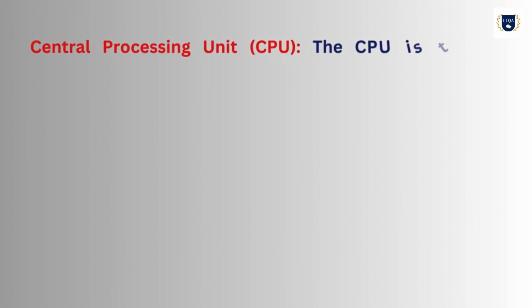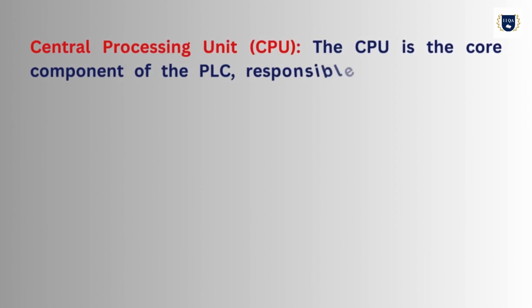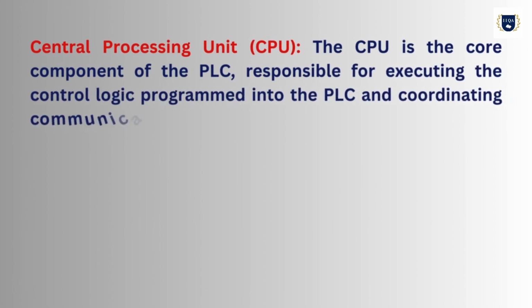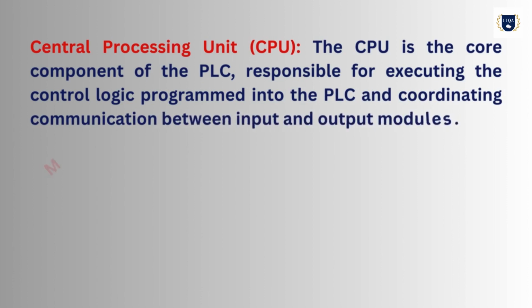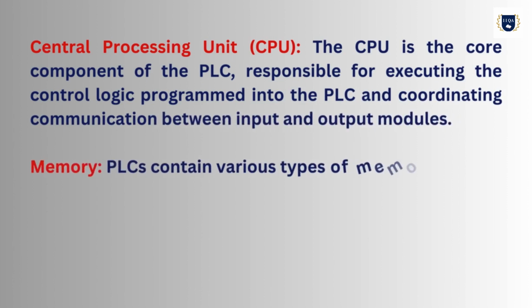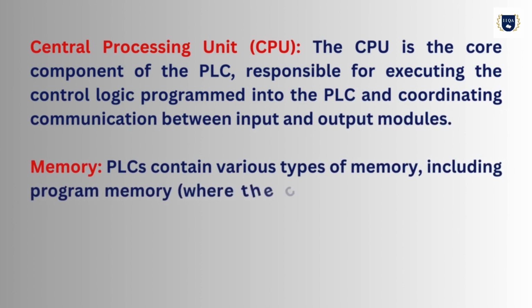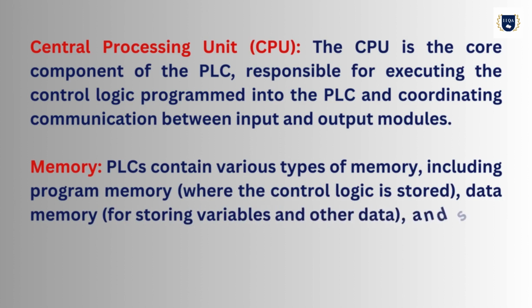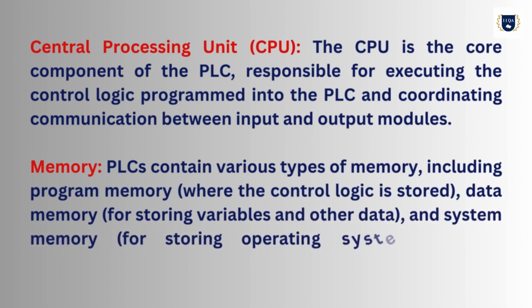on the input signals. Central Processing Unit, CPU. The CPU is the core component of the PLC, responsible for executing the control logic programmed into the PLC and coordinating communication between input and output modules. Memory. PLCs contain various types of memory, including program memory, where the control logic is stored, data memory, for storing variables and other data, and system memory, for storing operating system data and instructions.